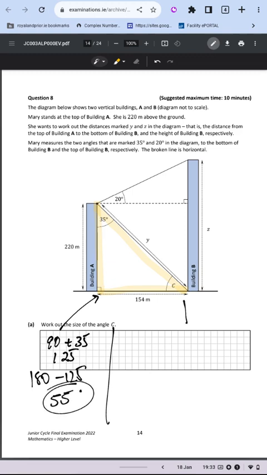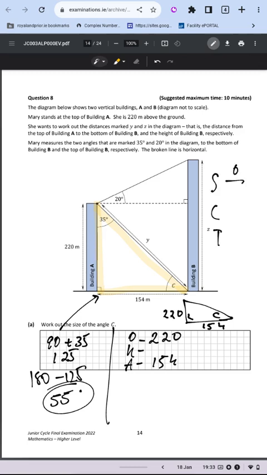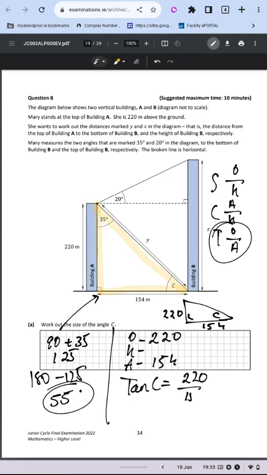Alternatively, what I've got is a right angled triangle. Working out this angle here, C. I know the base is 154. And I know opposite it there is 220. So if I'm not using Pythagoras, I'm writing down OHA. Opposite me there is 220. My adjacent is 154. And then if I think of my rhyme, Oliver has a handful of apples, I'm using tan. So tan C is equal to 220 over 154.